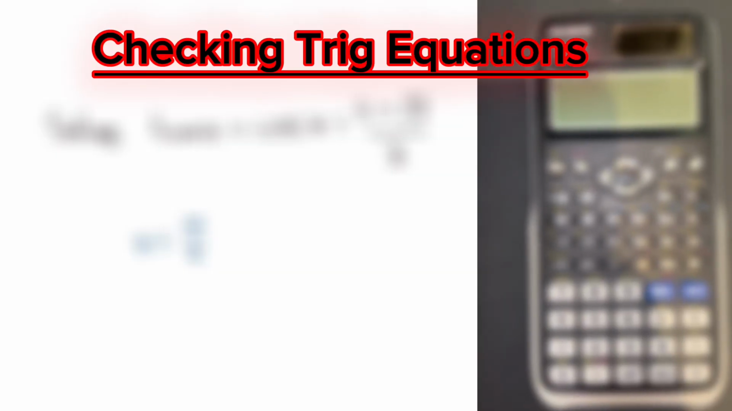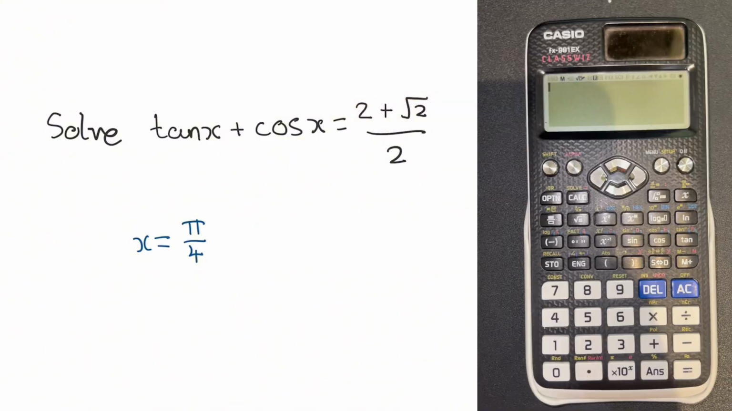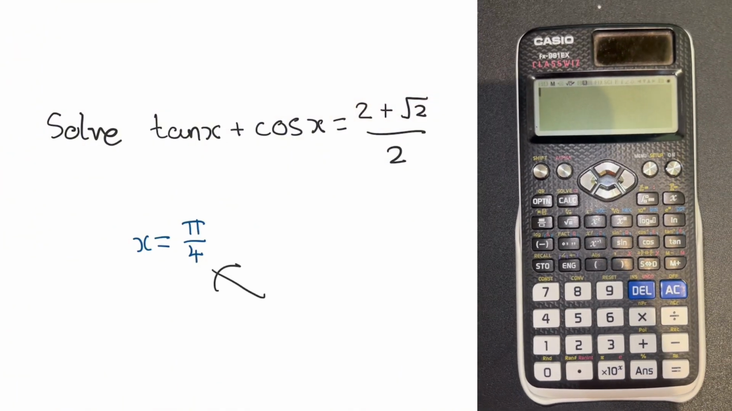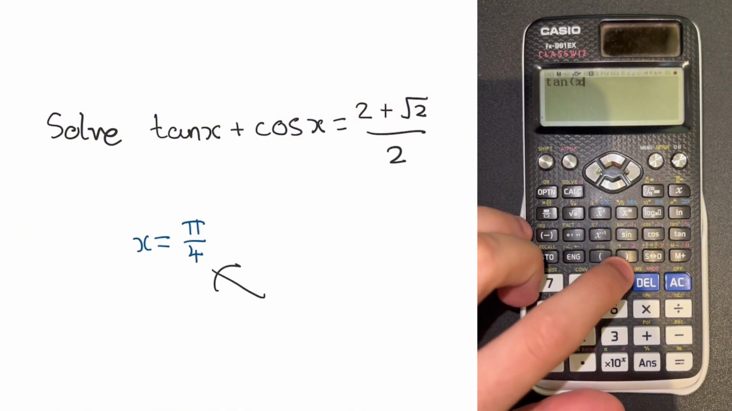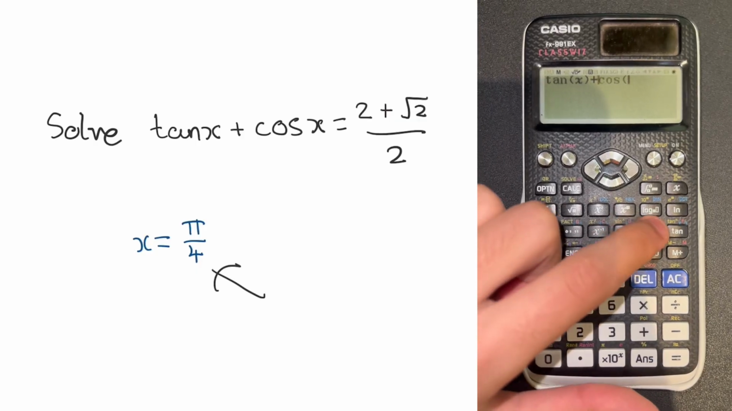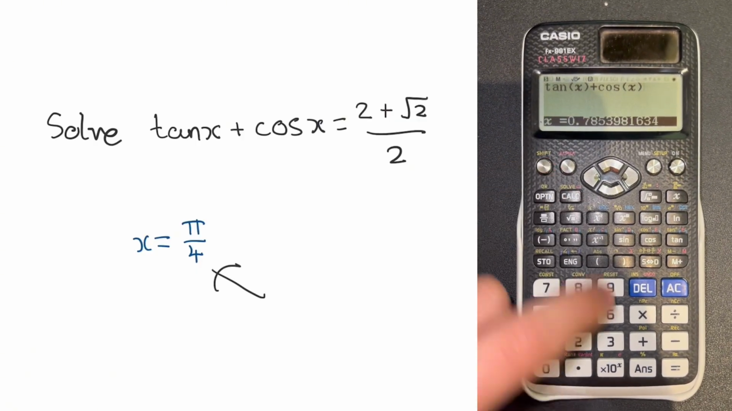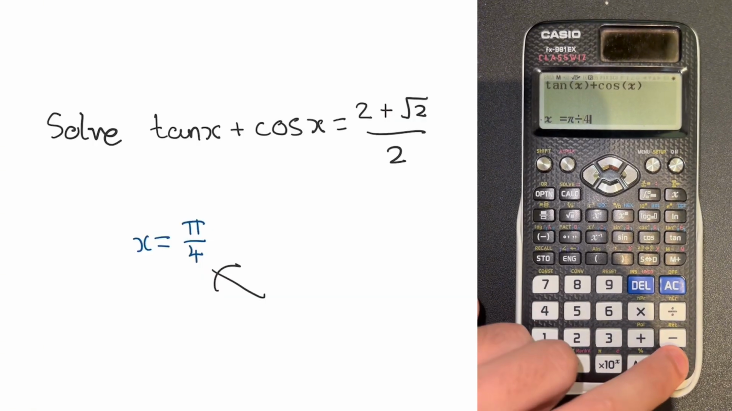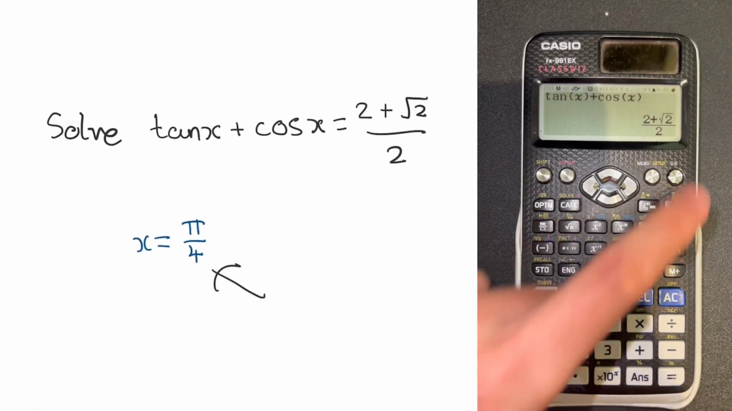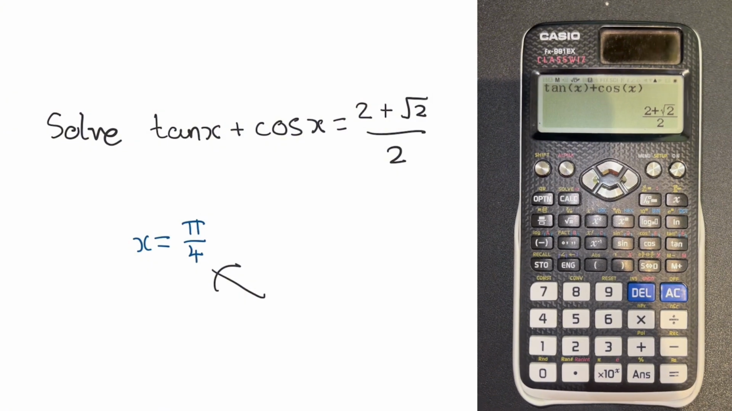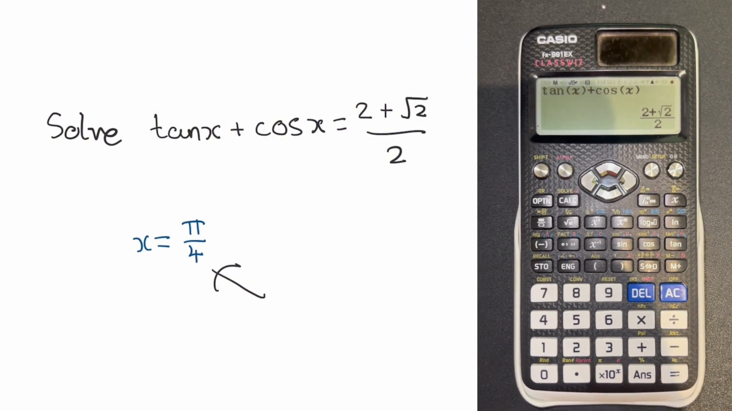You can also check your answers for solving trig equations. So here in this example, we're going to check if our answer of x equals pi over 4 is correct. We do that by rewriting the original equation, so tan x plus cos x. Now we are just going to sub in x as pi over 4, which is our solution we found. As you can see, we get 2 root 2 over 2, which matches our original equation, so our answer is right.